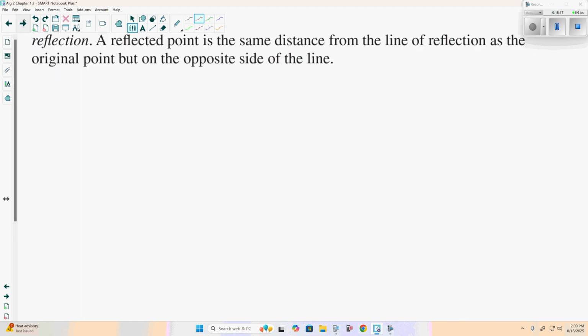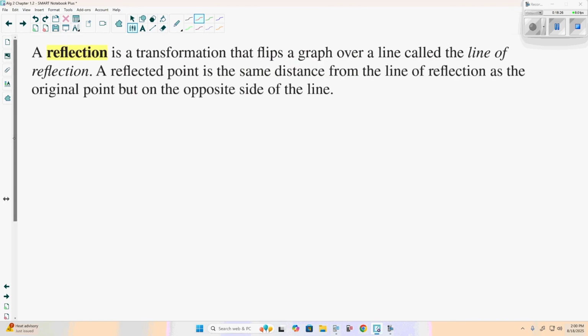Let's look at the next transformation. Is a reflection. A reflection reflects the graph across a line of reflection. Over a line called line of reflection. A reflected point is the same distance from the line of reflection as the original point, but on the opposite side of the line.